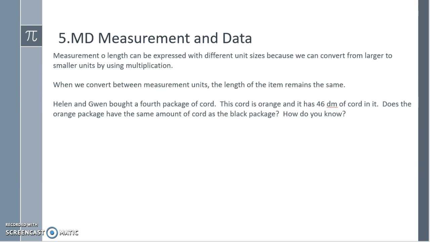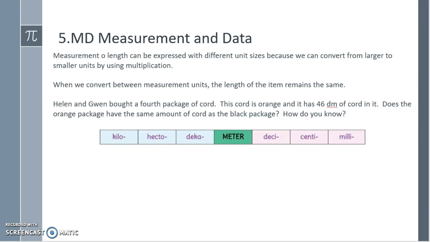So Helen and Gwen bought a 4th package of cord. This cord is orange and has 46 decimeters of cord in it. Does the orange package have the same amount of cord as the black package? How do you know? So here is our chart again.